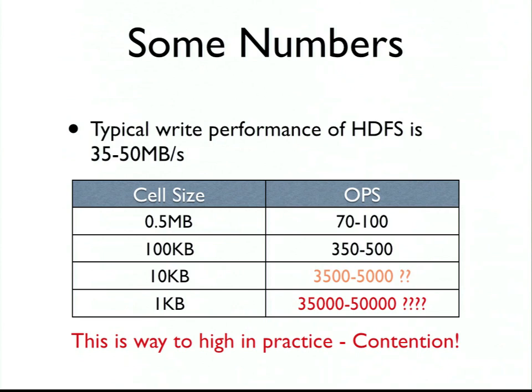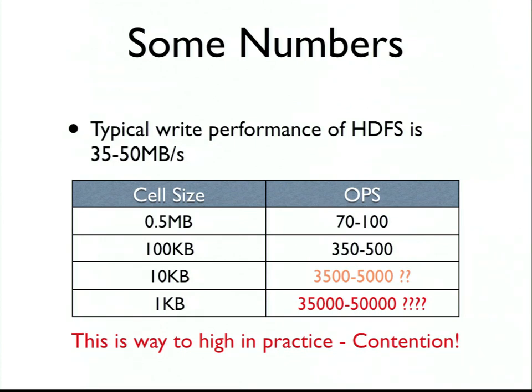Now we get to the last part, some numbers. Typically, if you assume 35 to 50 megabytes per second on the HDFS side, that's what you should be able to do on the HBase side. With 1 kilobyte row sizes or cell sizes that you're writing, you should be able to do 35 to 50,000 per second on a server. That's not happening.